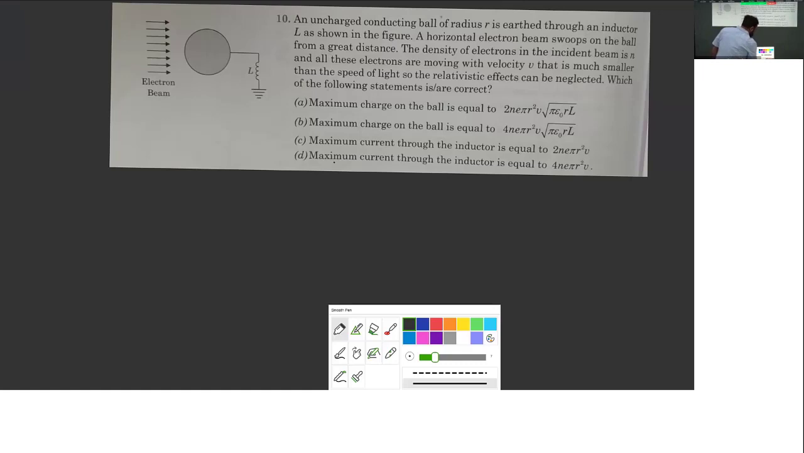Let us start with this objective problem.